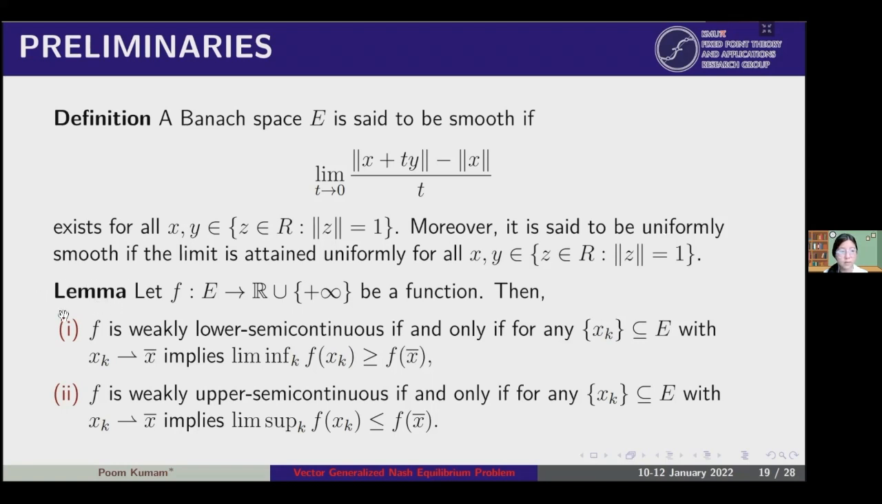Next, this is a definition. F is said to be weakly lower semi-continuous if for any sequence converging weakly to x bar, it implies that the limit infimum of this value is greater than or equal to f of x bar. For the upper case, if for any sequence converging weakly to x bar, it implies that the limit supremum of f of x_k is less than or equal to f of x bar.